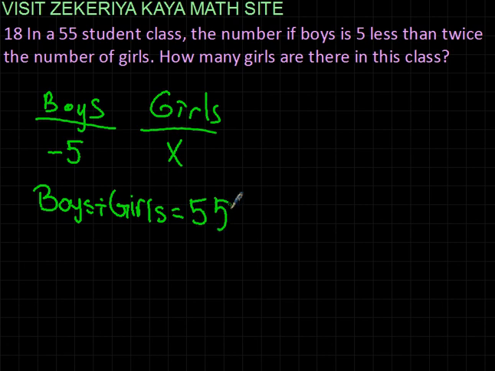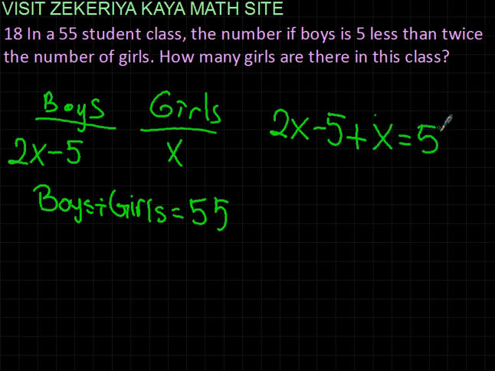And look at that. Let me help you a little bit. Number of boys is 5 less than twice the number of girls. Into number of boys, you must add something else. Twice the number of girls. Yes, now it is good. Plus number of boys plus number of girls must be equal to 55.